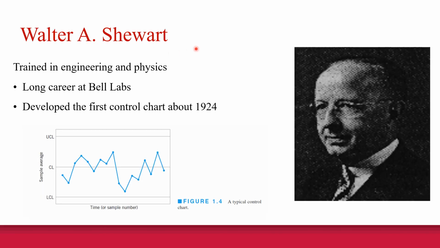The book goes over a fairly extensive historical development of quality control, and it's definitely worth reading. Here I'm going to point out 3 or 4 of the really key figures of this quality control procedure. The first one is Walter Shewhart. Shewhart was trained in engineering and physics back in the late 20s. He had a long career at Bell Labs, and he was the first person to develop the control chart about 1924.